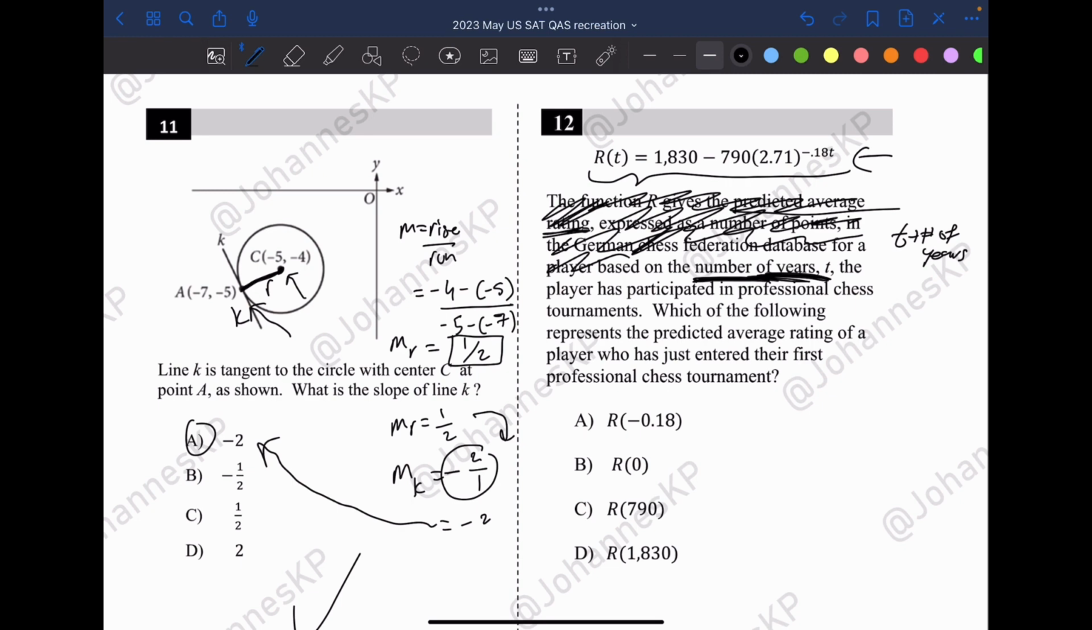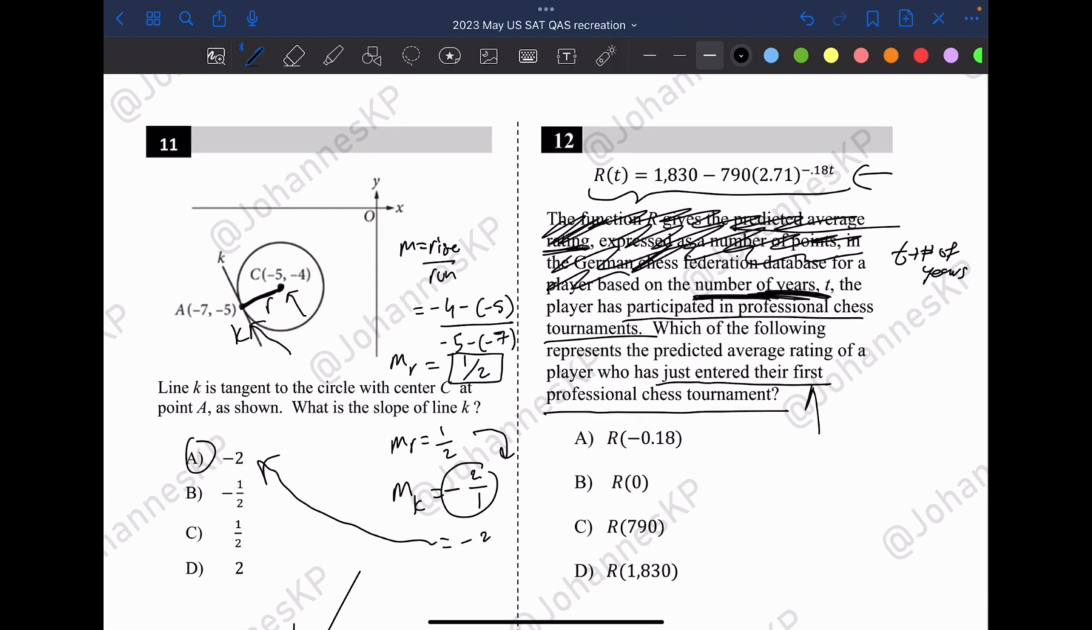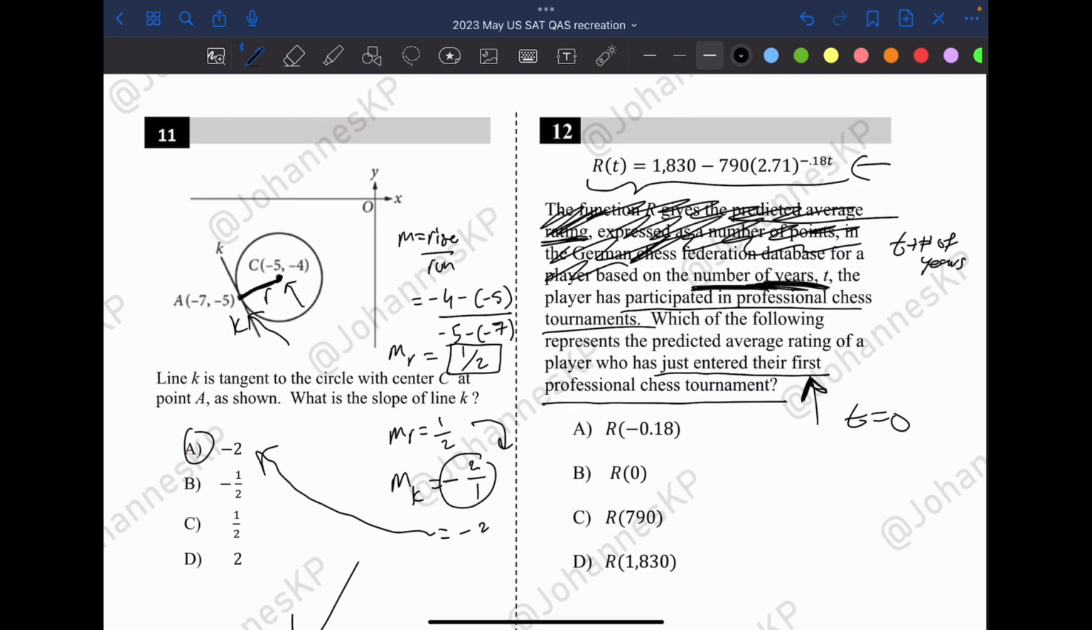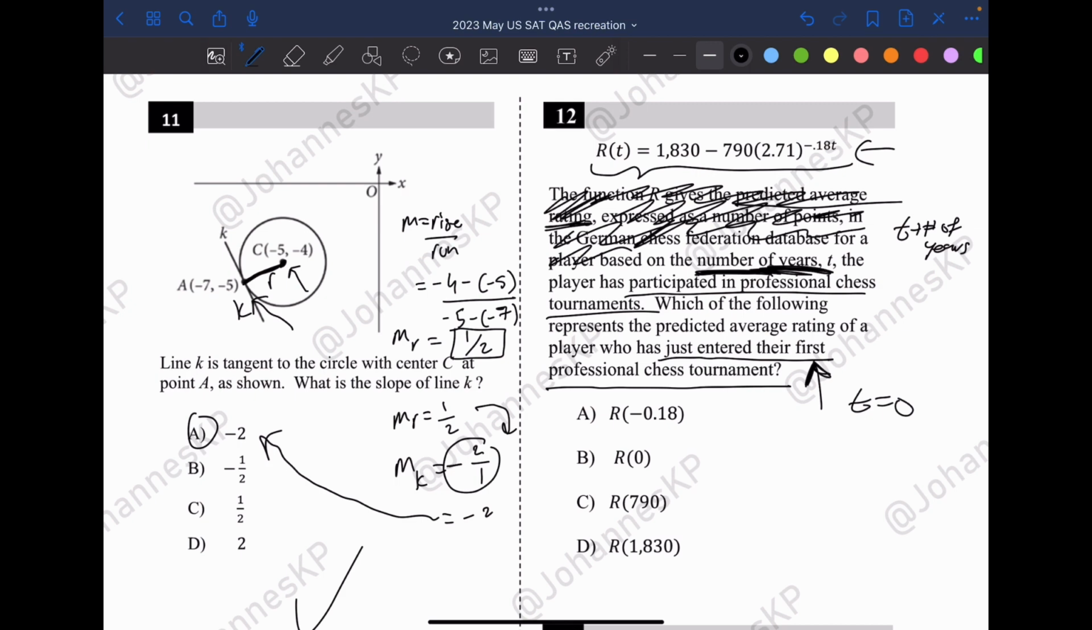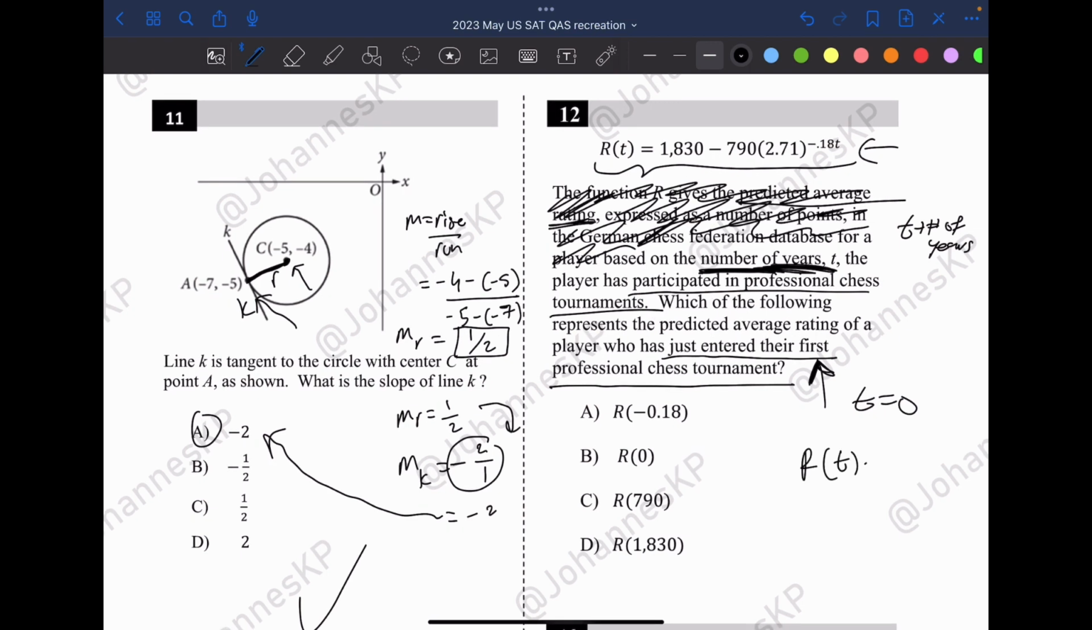Let's continue reading. So the player has participated in professional chess tournaments. Okay, and then which of the following represents the predicted average rating of a player who has just entered their first professional chess tournament? Like we said, T is a number of years. If this person is playing their first ever professional chess tournament, that means T is going to be 0. They just started. Their timer started now because they are beginning to play the first tournament now. So T is 0. That means we're going to find R of T, R of 0, and that's B.